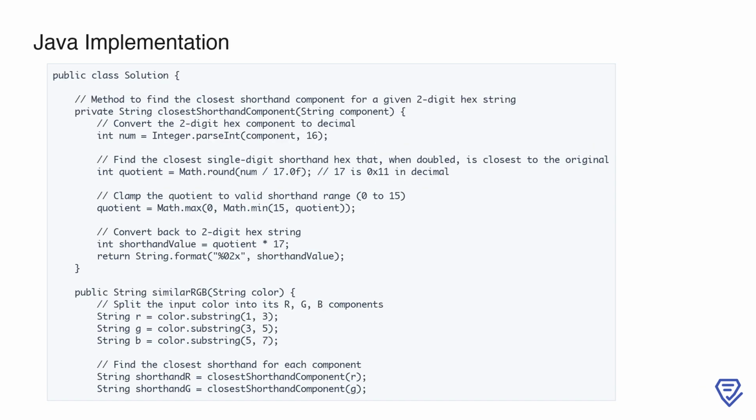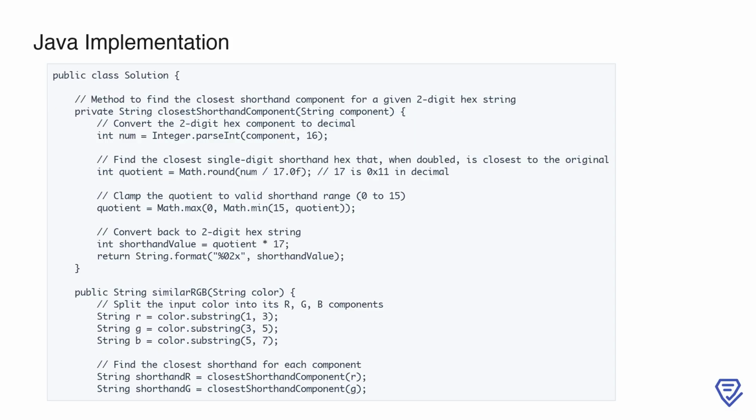Here, we start implementing the solution to find the closest similar RGB color in Java. The main task is to take a given 6-digit hex color code and transform it into its shorthand form, where each component is represented by a single hex digit doubled. To achieve this, we define a helper method called closestShorthandComponent, which is responsible for finding the closest shorthand value for a given 2-digit hex string.